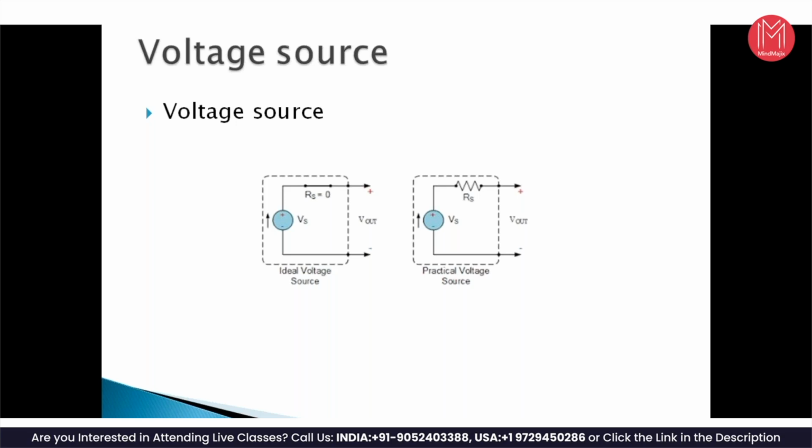Voltage source, as we all know, basically applies a constant voltage, V out. An ideal voltage source will not have any series resistance, but a practical voltage source has some amount of series resistance. That means some voltage is dropped across this. As the current goes high, the drop becomes slightly more.